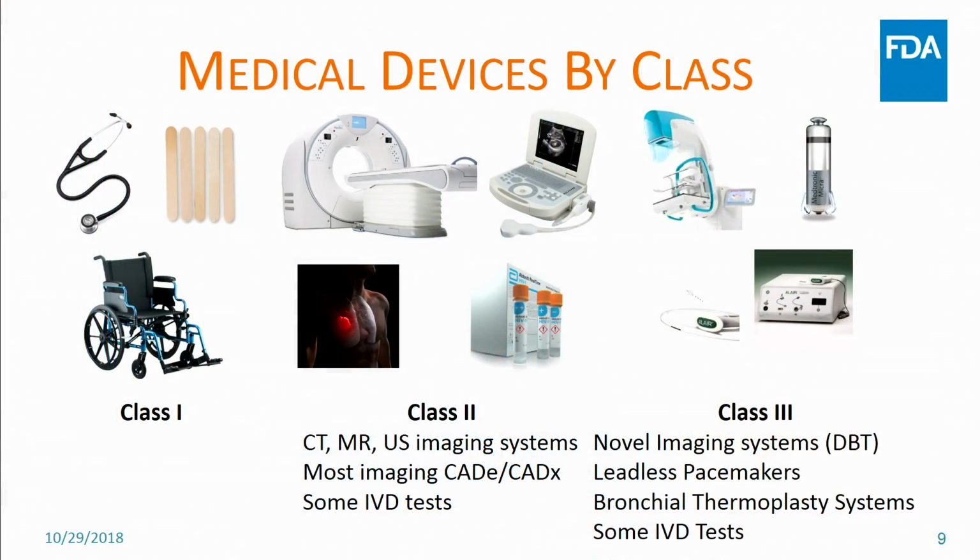So, just some ideas of what types of devices fall into different categories. I'll throw you some examples: stethoscopes, tongue depressors, manual wheelchairs. Those are class 1 devices, typically exempt. We're not going to see a lot of data associated with them. There are other ones that fall into that category as well.